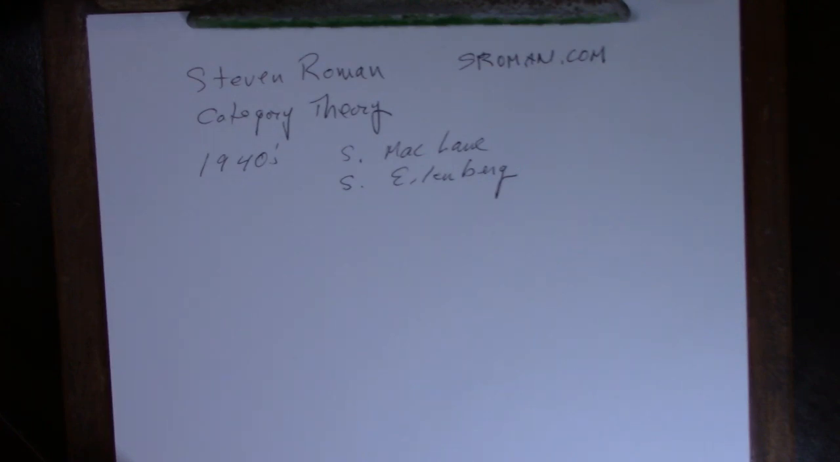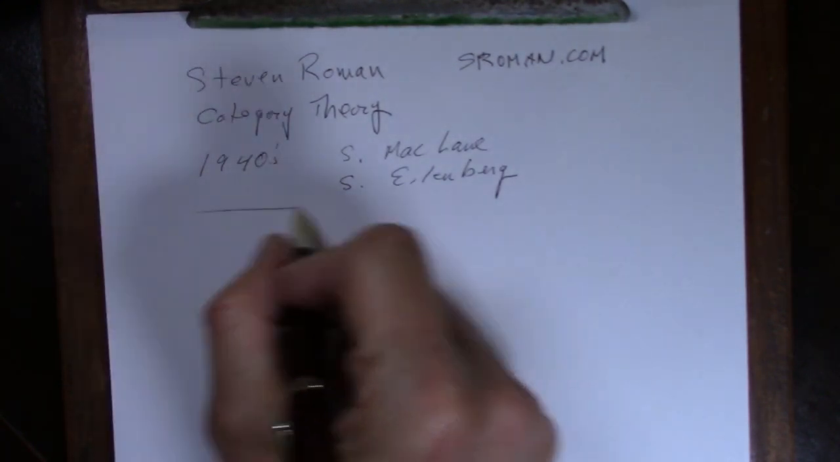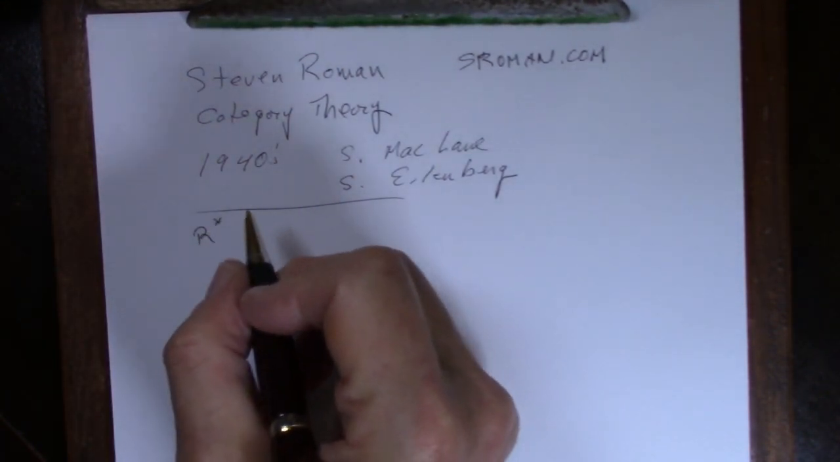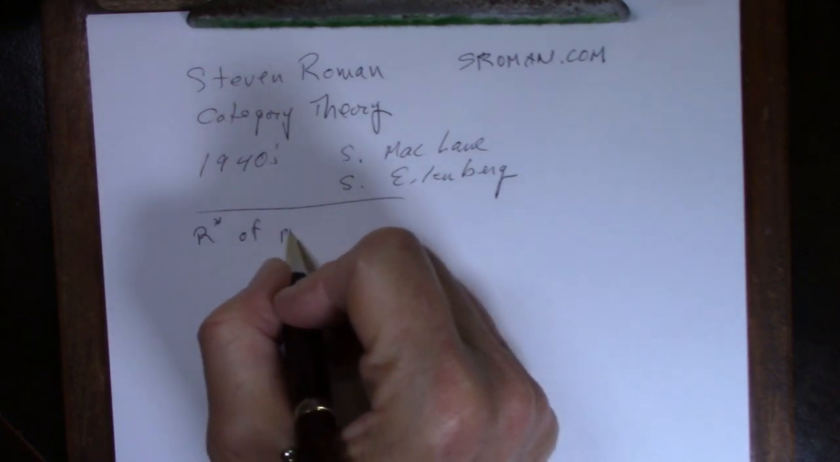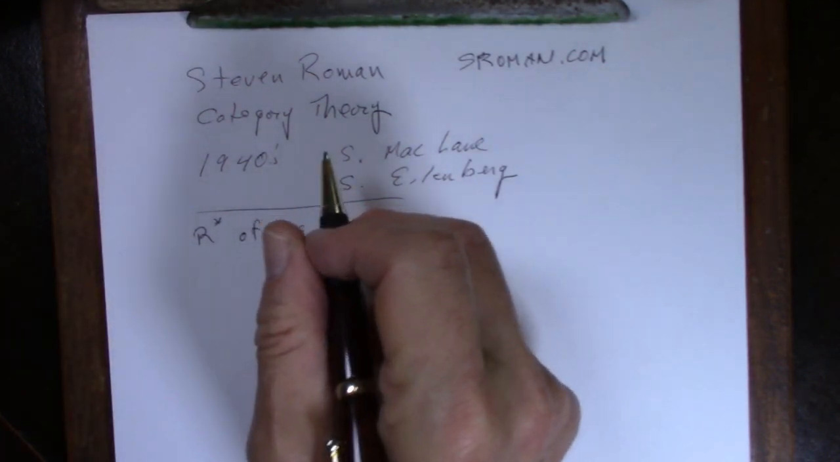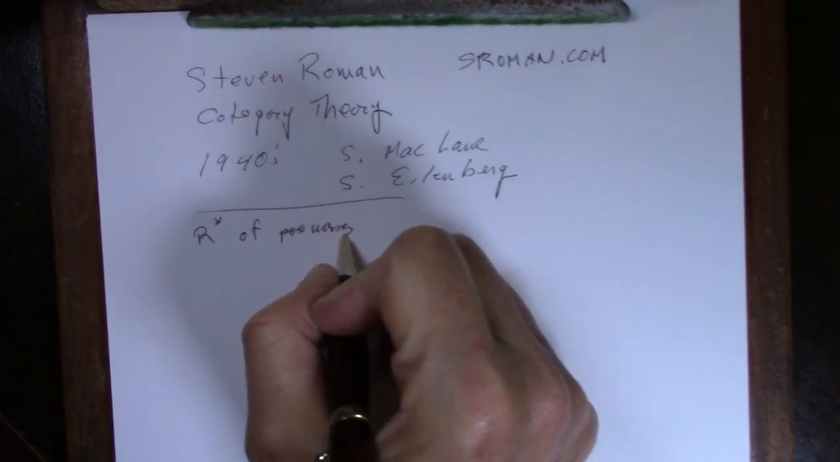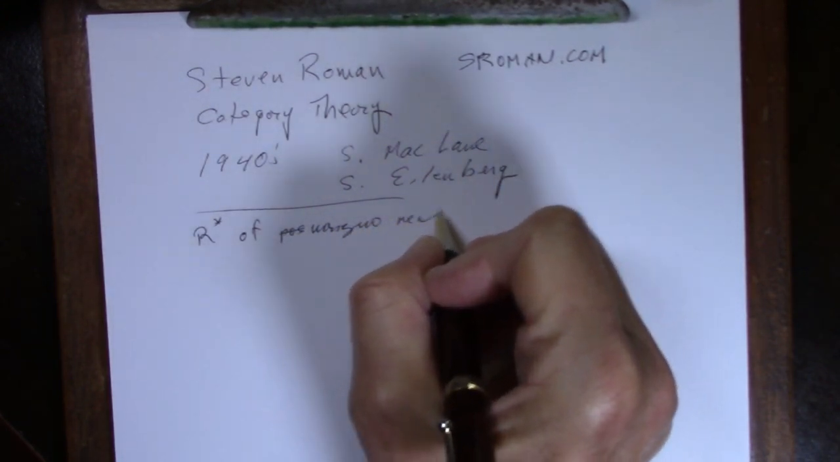Category theory, to be sure, is a very abstract subject. Abstraction is a very common theme in mathematics. Let me give you an example. Let's just take, for example, the set R star of positive, non-zero real numbers.